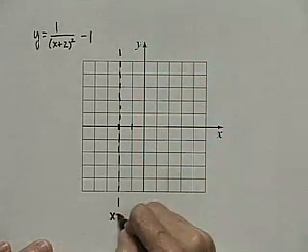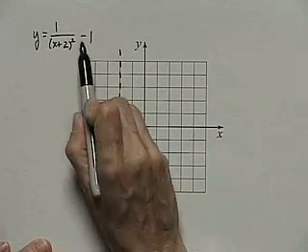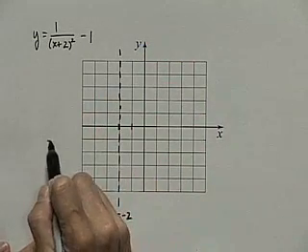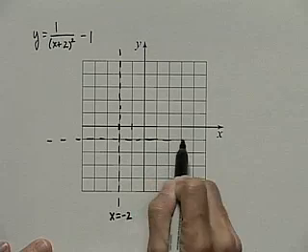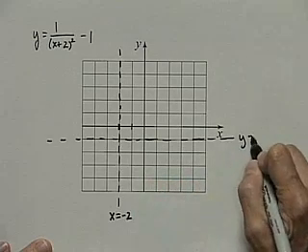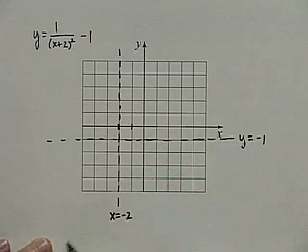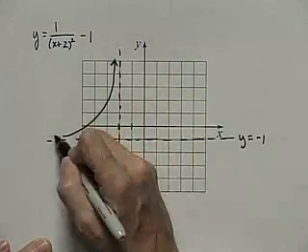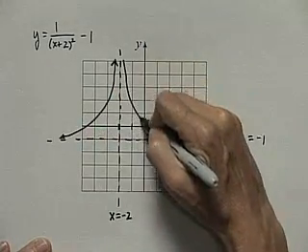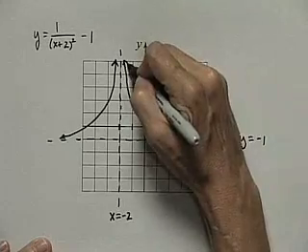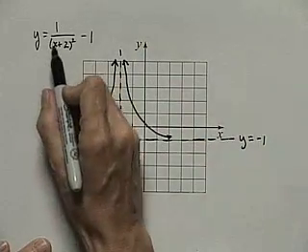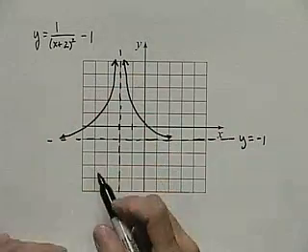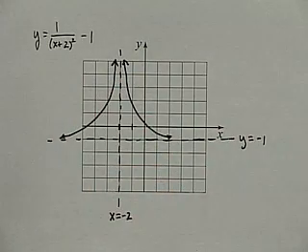So there's our vertical asymptote. And the horizontal asymptote is going to be at y equal negative 1. And now, using these two as asymptotes, we draw a graph similar to the one we drew a few minutes ago, and we have the graph of y equal 1 over x plus 2 squared minus 1.